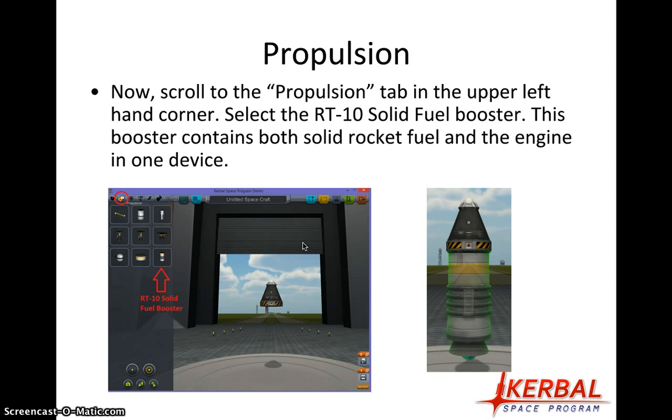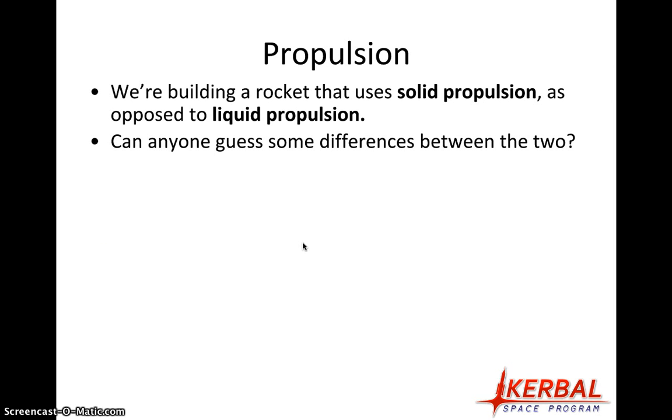Propulsion. Now scroll to the propulsion tab in the upper left-hand corner. Select the RT-10 solid fuel booster. This booster contains both solid rocket fuel and the engine in one device. All right, we're going to be looking at the difference between solid propulsion and liquid propulsion.